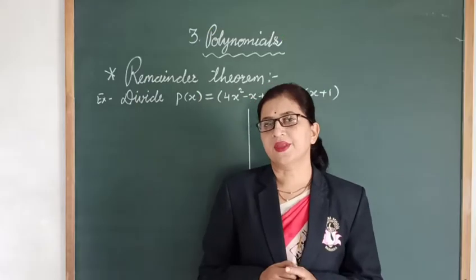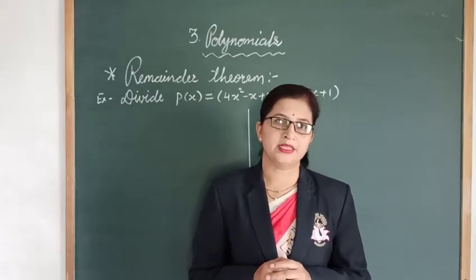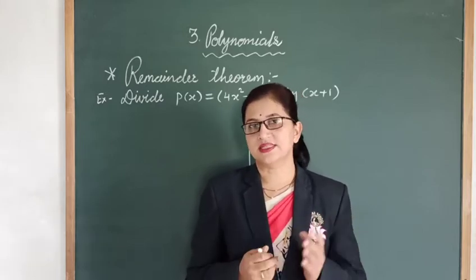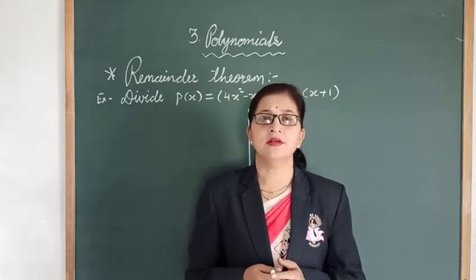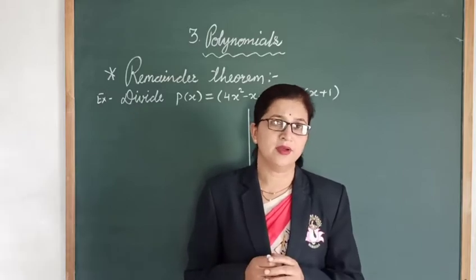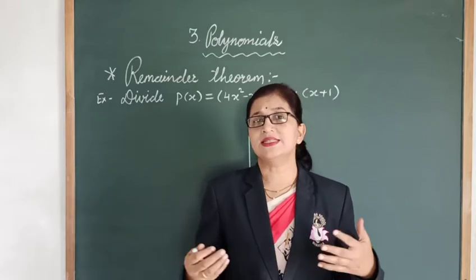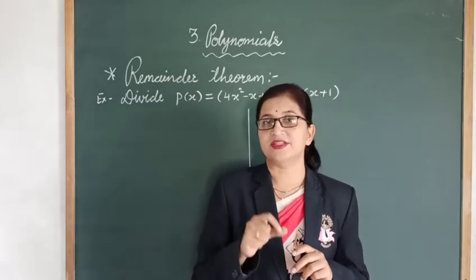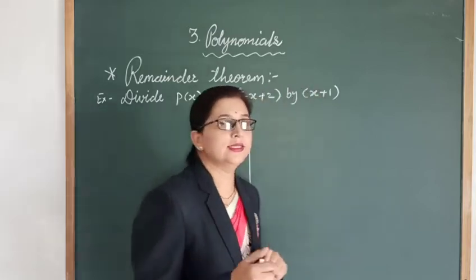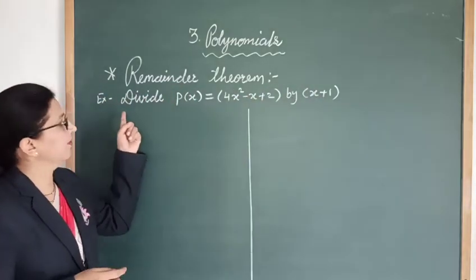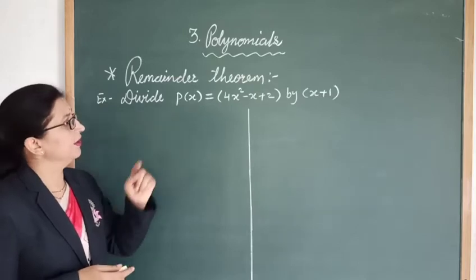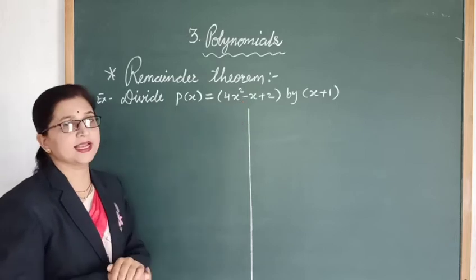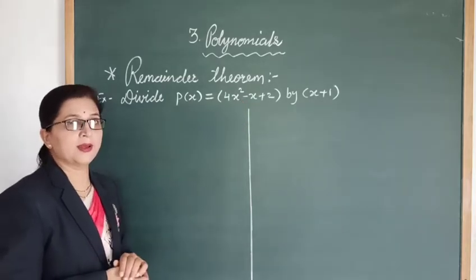Next, students, we learned how to divide polynomials by different division methods like the linear division method or the synthetic division method. And just now we have learned how to find the value of a polynomial. Now let's see what the relation is between the value of a polynomial and the division of the polynomial. Let's see here. We have a question: divide the polynomial in x, that is 4x² minus x plus 2, by x plus 1.